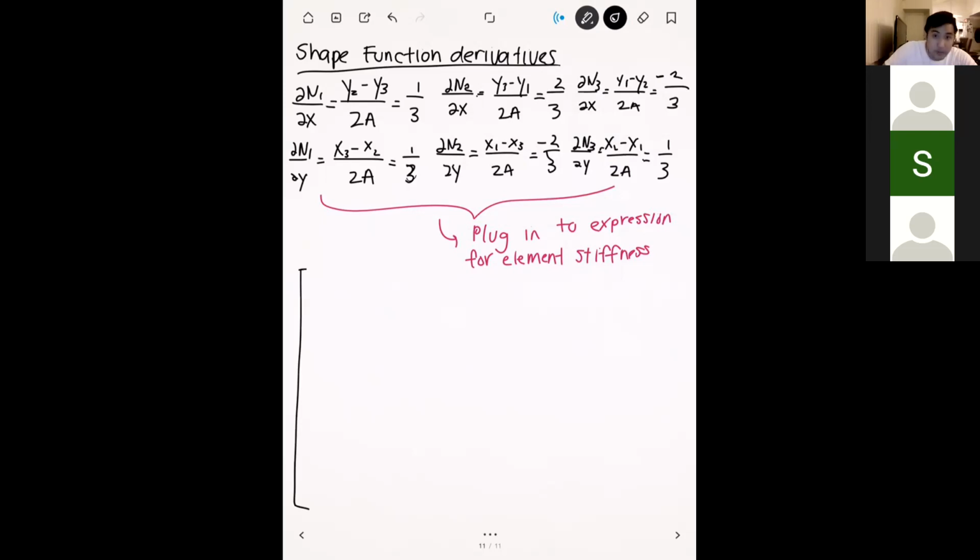Okay, so we start in the top left, and there we have dN1/dx times 1/3 plus dN1/dy times 1/3. So that's going to be 1/3 times 1/3. Next, right here we have dN1/dx and dN2/dx, so this can be 1/3 times 2/3, plus dN1/dy and dN2/dy, so this can be 1/3 times minus 2/3.